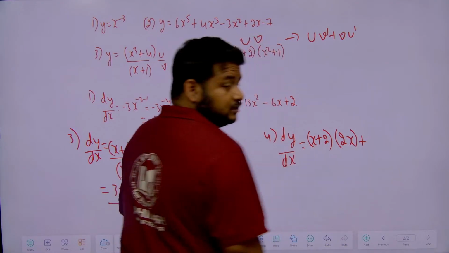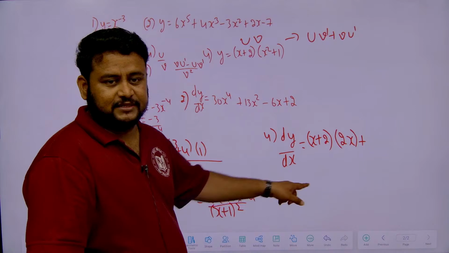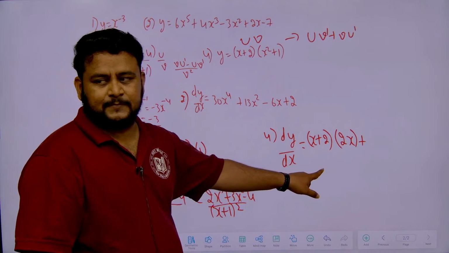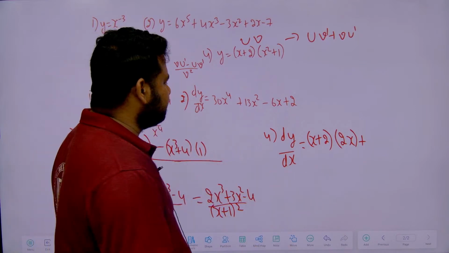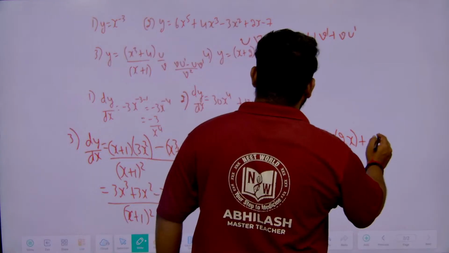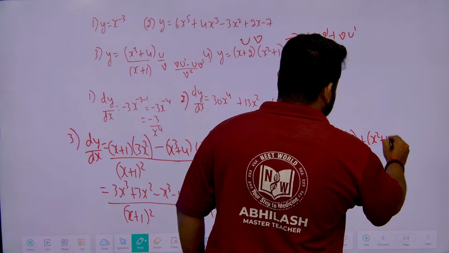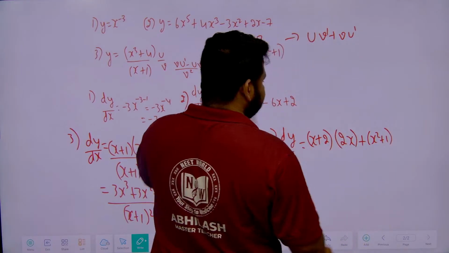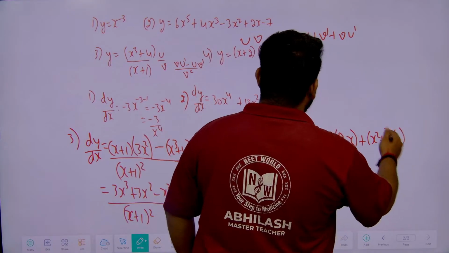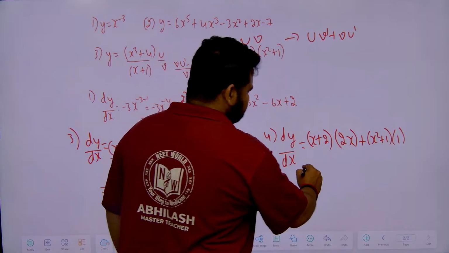Plus, see, in the quotient rule minus will come. In the product rule plus will come. Next, x plus 2 written as it is, x square plus 1 written as it is, and then the derivative of x plus 2. Derivative of x is 1. Derivative of 2 is 0. That's all.